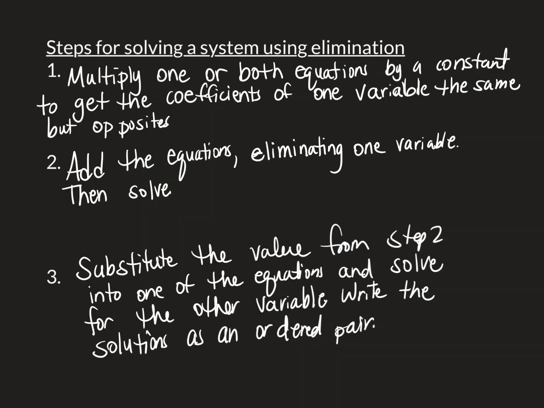So the steps for solving using elimination: you multiply one or both equations by a constant to get the coefficients of one variable the same but opposites. Step 2, add the equations, eliminating one variable, and then solve. And then step 3, substitute the value from step 2 into one of the equations and solve for the other variable. Write the solutions as an ordered pair.